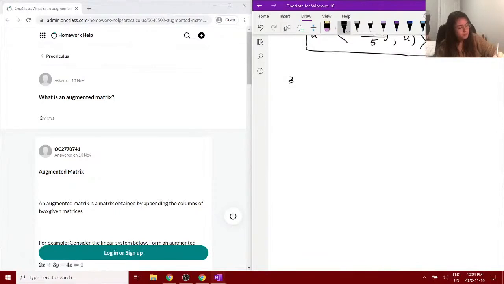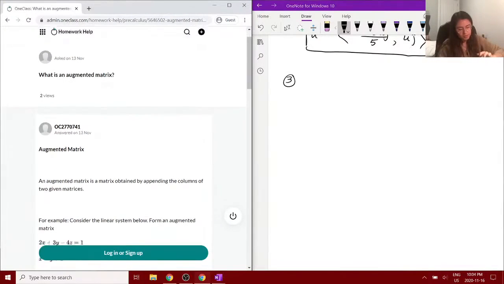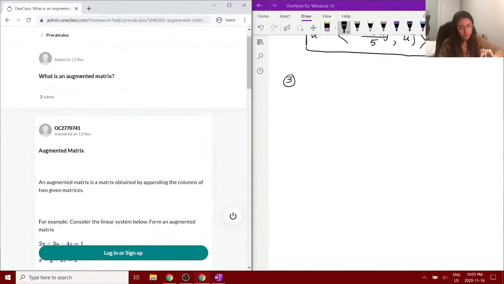Question number 3 is asking what is an augmented matrix? All right. An augmented matrix is a matrix obtained by appending the columns of two given matrices. Sounds a little bit confusing, but we can see through an example, okay?